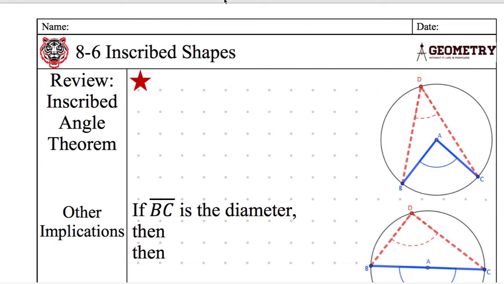All right, we are in geometry. Today's date is Monday, March 11th. Please put it on your papers. March 11th. Make sure your name is on your papers.